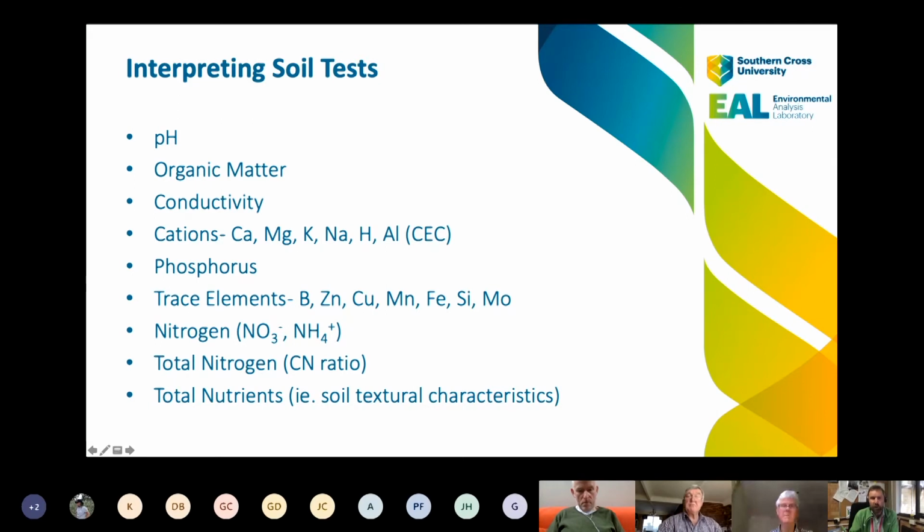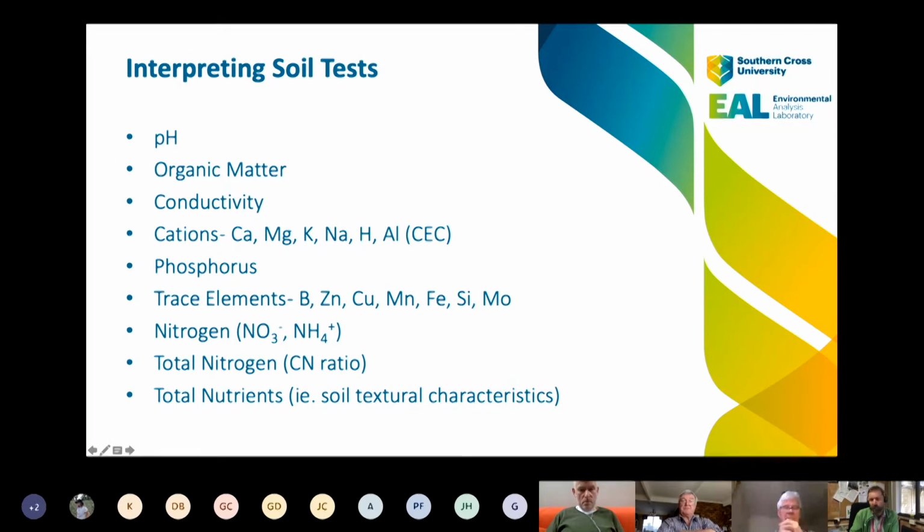So going through, your conductivity is your salt level in your soil, and you really want to make sure that's not high. Your cations are called exchangeable cations, called cation exchange capacity or effective cation exchange capacity, a very complex field, but it's exchangeable levels of your calcium, magnesium, potassium, sodium, hydrogen, and aluminium. And I'll go into that in more detail.